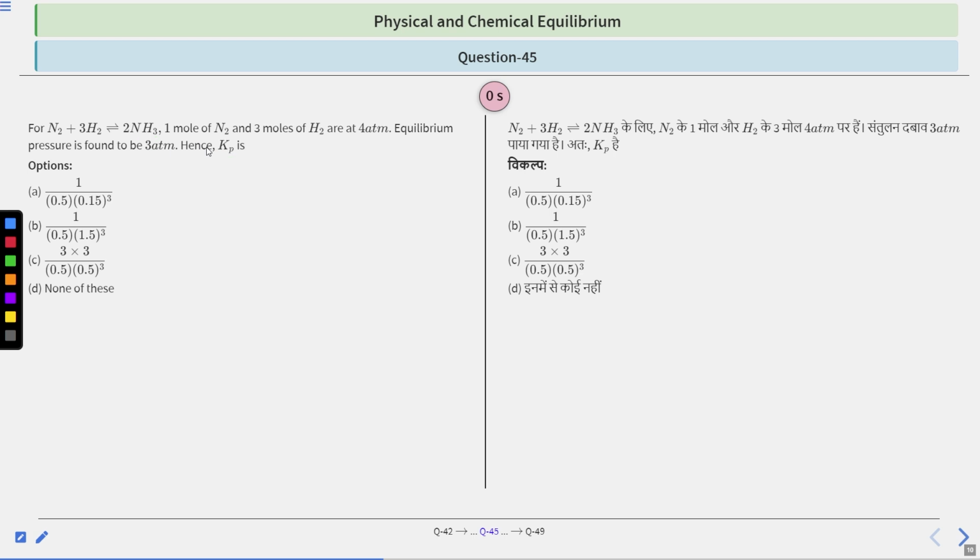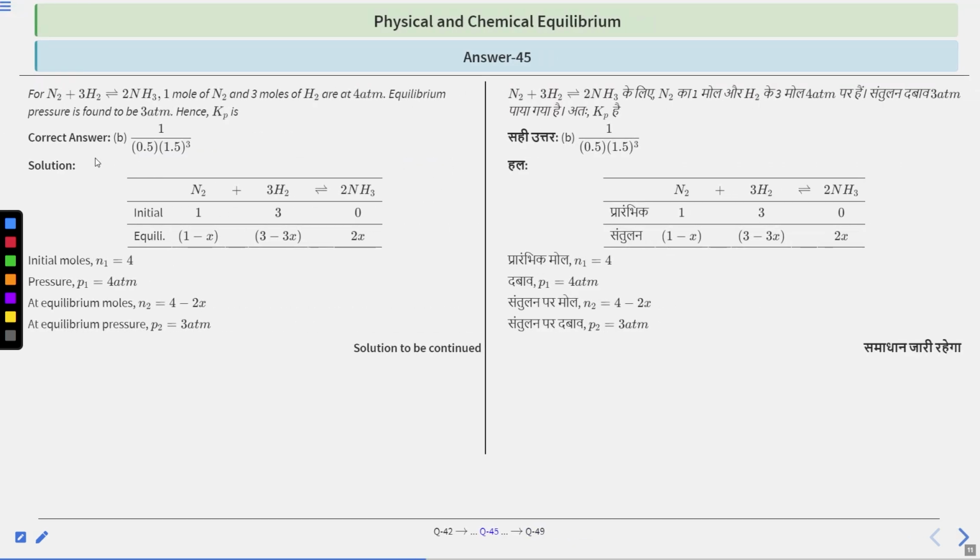Okay, so let's see what the answer is. The correct answer is option B, 1 upon 0.5 into 1.5 to the power 3. So as you can see, this is the reaction given in the question, N2 plus 3H2 giving us 2 moles of NH3. Now initially it is given that N2 is 1 mole, H2 is 3 moles, and NH3 will be 0. So at equilibrium N2 will be 1 minus x, H2 will be 3 minus 3x, and NH3 will be 2x.